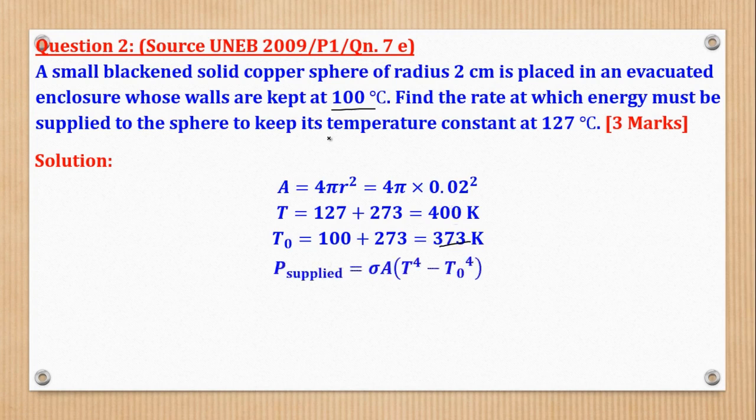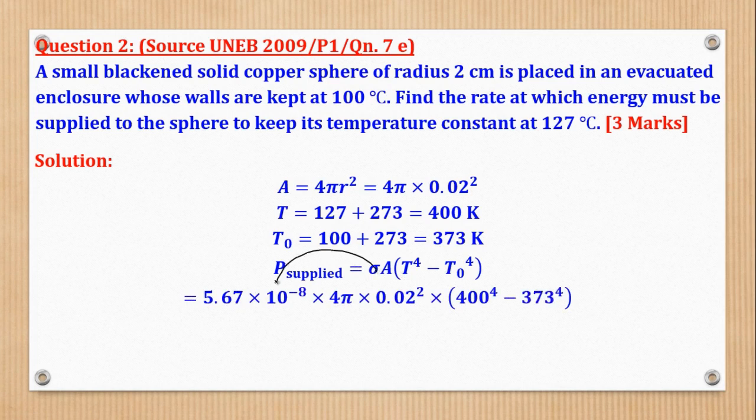So then we shall now quote the power supplied is equal to Stefan's constant times surface area in brackets T to the power 4 minus T naught to the power 4. Then you'll come and substitute Stefan's constant, surface area, which is this, then T is there, T naught is there. Simplify, you'll come up with that as the power supplied, and that's what they wanted.